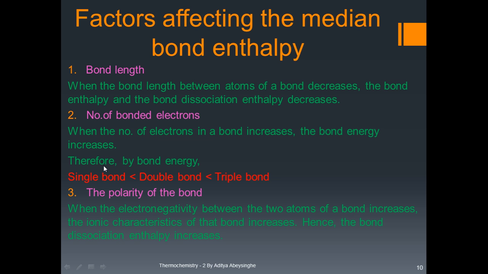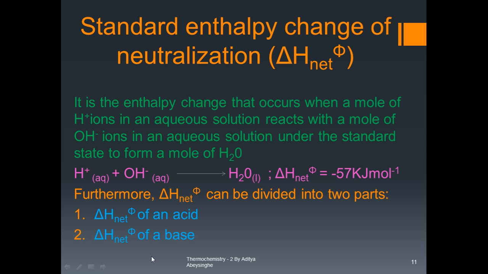So as I mentioned in the theories of bonds, when the electronegativity difference between 2 atoms increases, their ionic characteristics increases. So the bond dissociation enthalpy also increases, because ionic characteristics make this somewhat of a lattice. You know what a lattice is? I explained that in the ionic bonds. So when the polarity of the bond increases, the bond dissociation enthalpy increases.